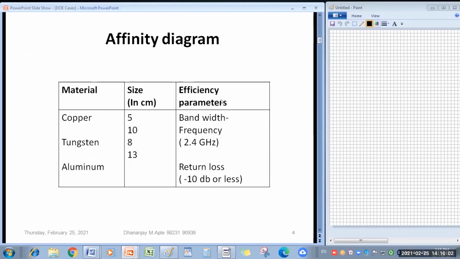Now, look here, this is called an affinity diagram. In the very beginning, we did this diagram. In the diagram, we wanted to understand different materials available for antenna. Also, we wanted to understand what different sizes are available in the antenna currently. As well, we wanted to know efficiency parameters.